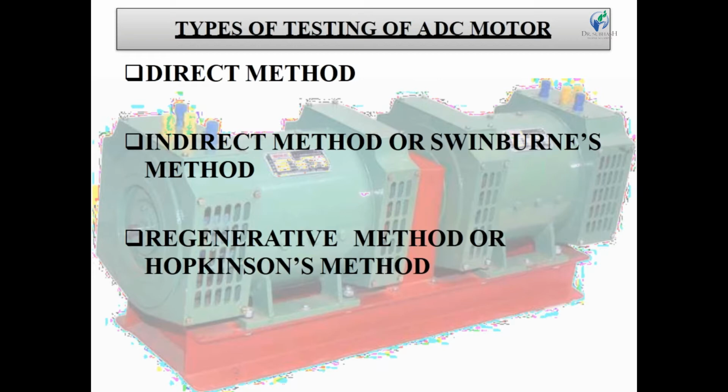And the third one is the regenerative method of testing. The two machines are electrically and mechanically connected together, and the output of the second machine is fed back to the first machine, which saves the power of testing. The Hopkinson test or back-to-back test is an example of a regenerative test.